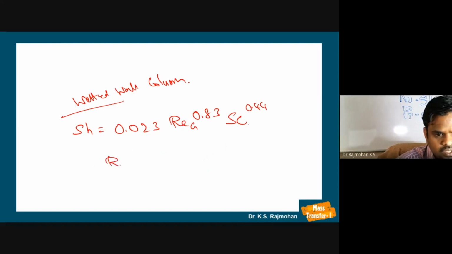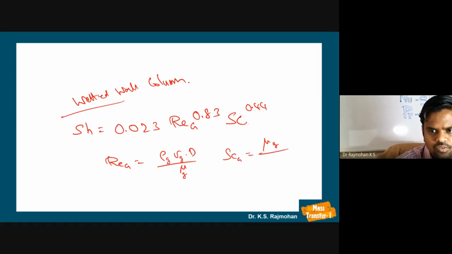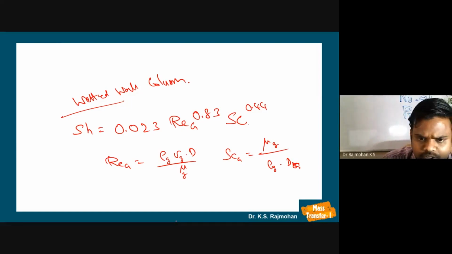Reynolds number of the gas equals rho of gas, V of gas into diameter divided by mu of gas. Schmidt number of the gas is equal to mu of gas divided by rho of gas into DAB of the gas. Here rho g, Vg and mu g are the density, velocity and viscosity of the gas. So when we have turbulent flow in a wetted wall column, we can make use of these things.